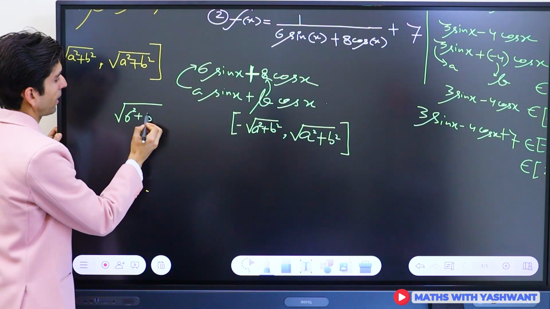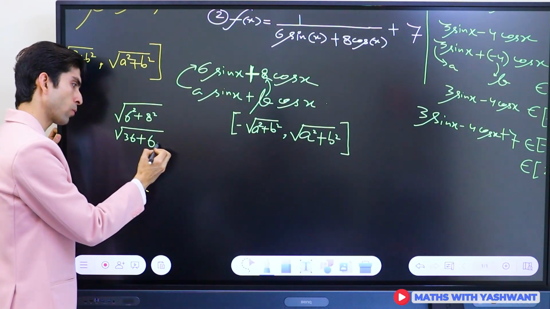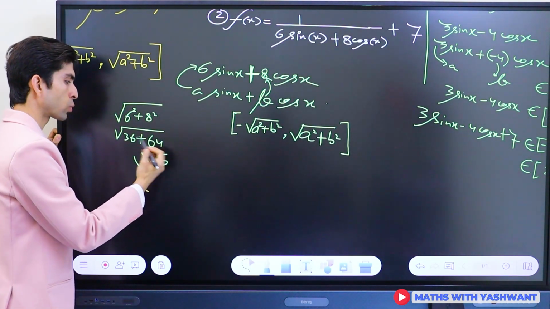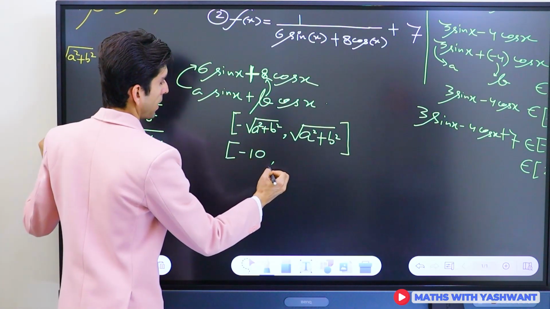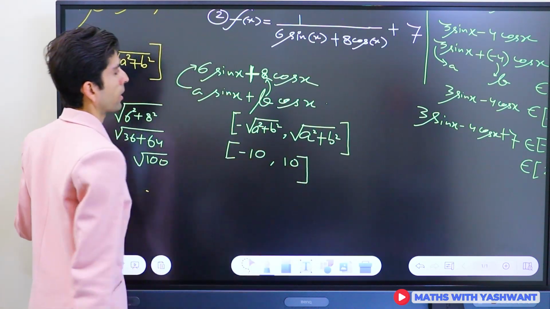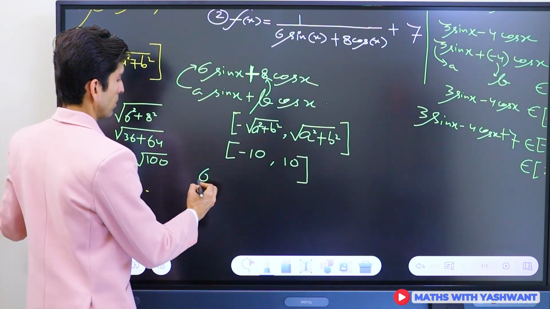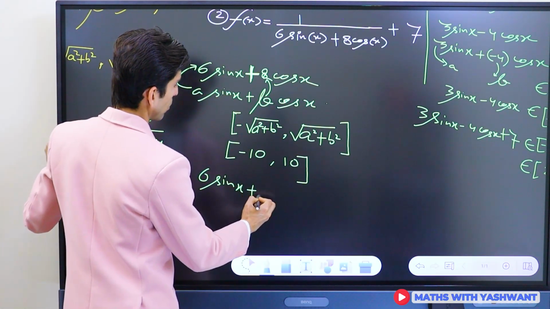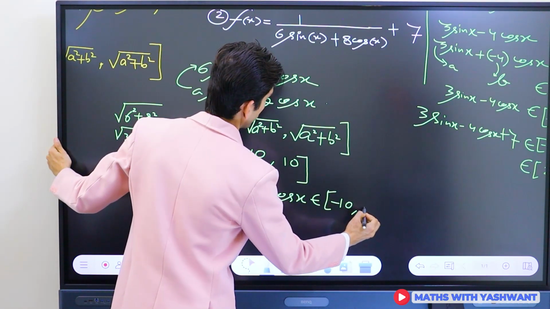So 6 square plus 8 square. 6 square is 36, 8 square is 64. So we have 100, whose square root is 10. So we can directly write here, negative 10 to positive 10. It's the range of 6 sin x plus 8 cos x.